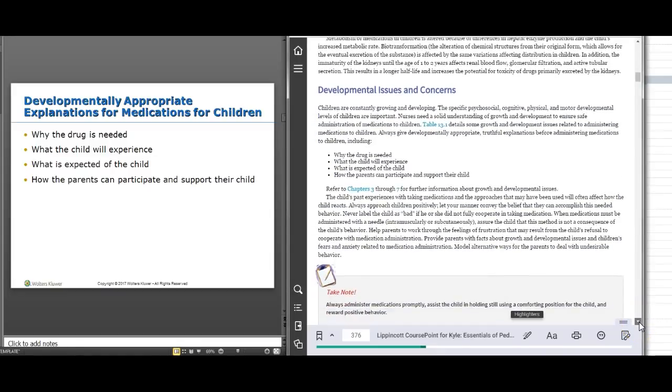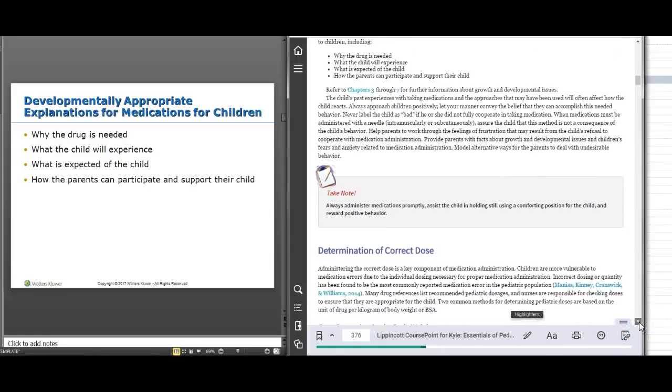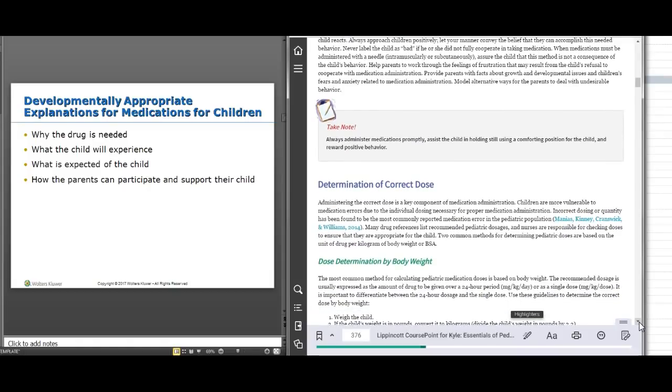All right, back over to the text. All right, take note, always administer medications pretty quick. Assist the child in holding still using a comforting position. So again, if you have to position or hold, get you some holding help.